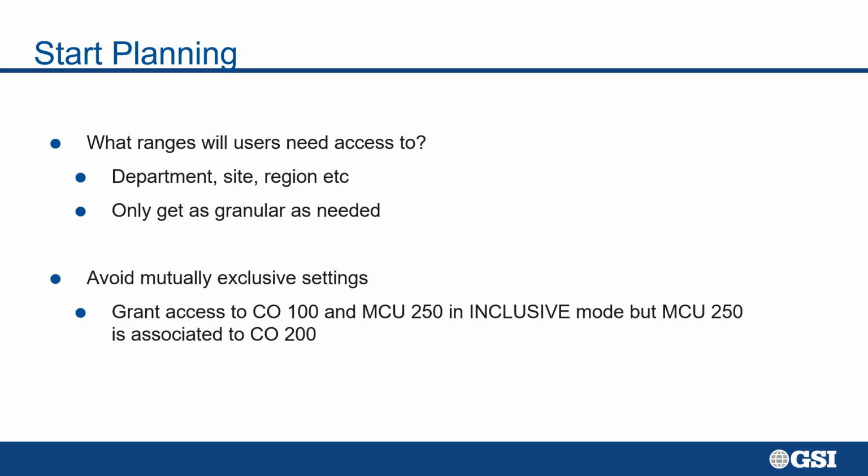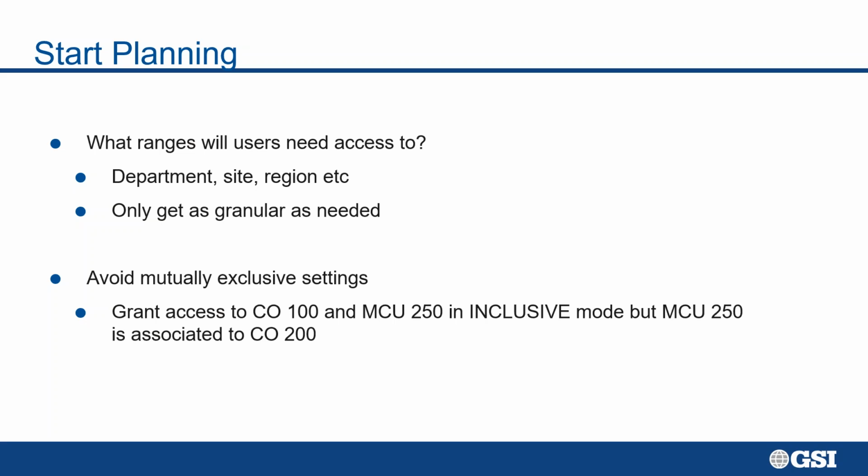Avoid mutually exclusive settings as well. So for instance, granting access to company 100 and MCU 250 in inclusive mode, but MCU 250 is associated with company 200. So avoid those situations. You can have your companies and your MCUs in the same roles. There's no problem with that. That's a bit of the complexity, or the multi-layering, that I was mentioning.